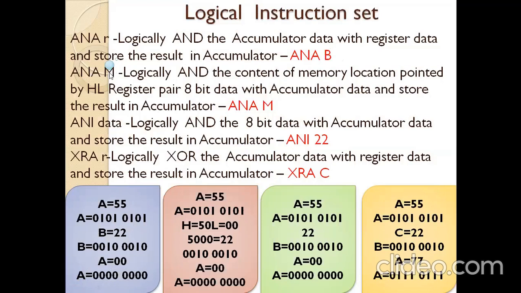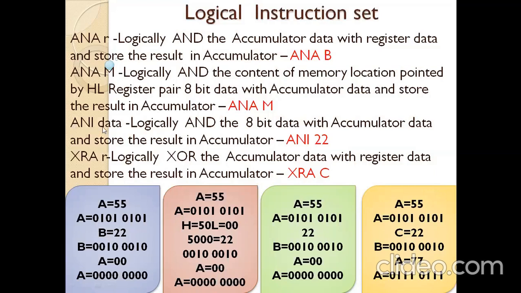ANA M, where M means the HL register pair. The H value is 50 and the L value is 00, so combined you get the address 5000. In 5000, the value is 22, which I have written in binary. A is equal to 55, also written in binary. These two binary numbers will do the AND operation and the result will be 0. A equals 00 in hexadecimal.